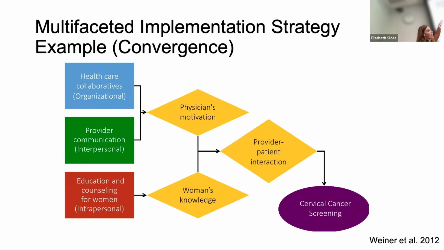So a healthcare collaborative is a strategy that's designed for organizational change. Your provider communication is at your clinic provider level or your delivery agent level. And then education and counseling for women, if this is your patient, this is kind of at the patient level. So you can have an implementation strategy for each level that you've identified as necessary and important when you're thinking about this. Do you guys have questions on pairing the strategies?